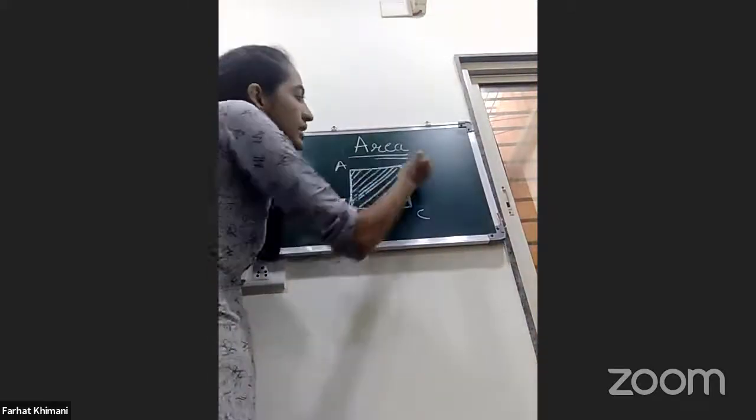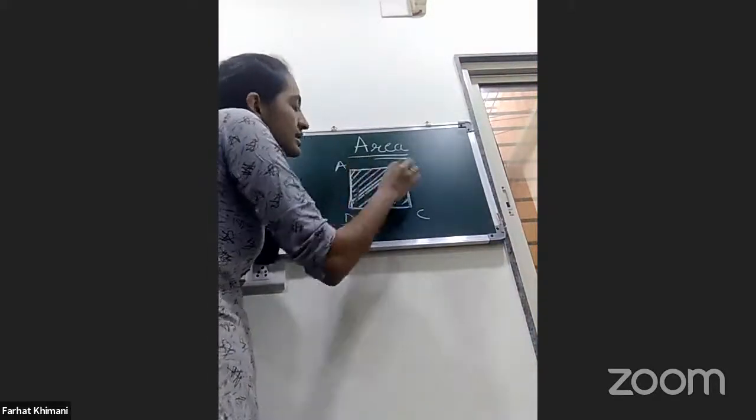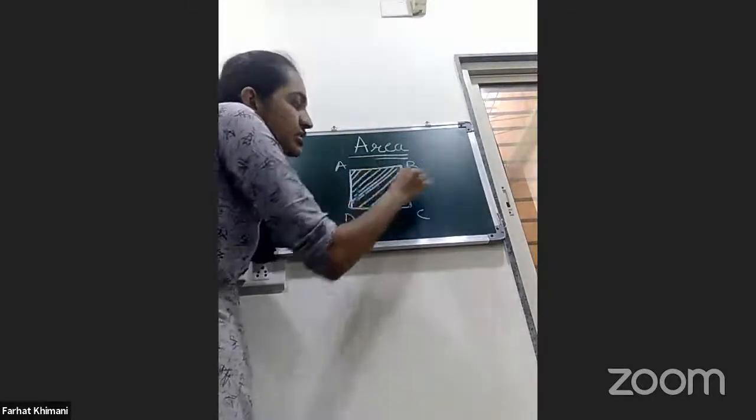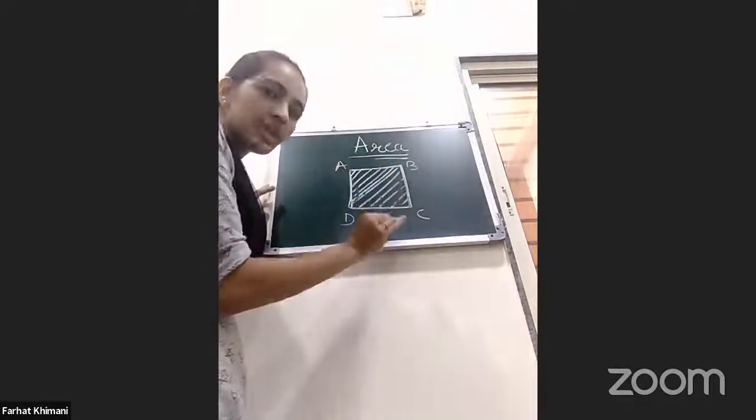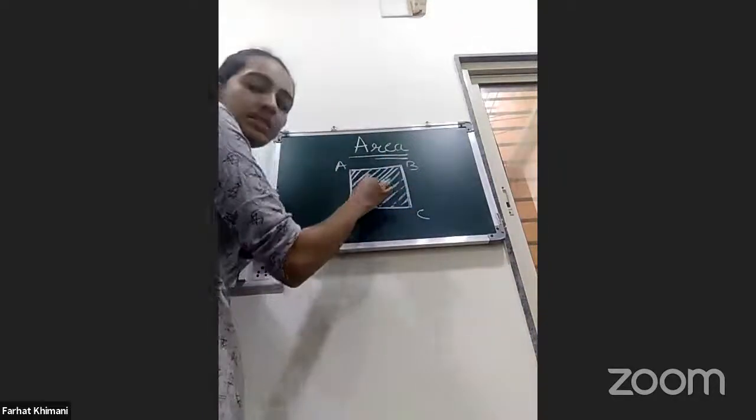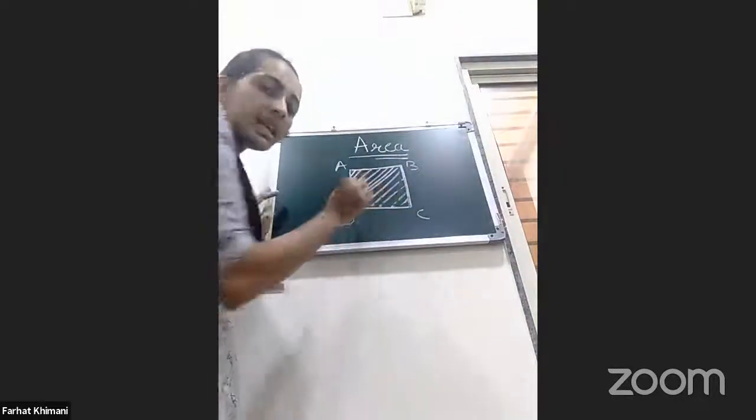So what is area? This inner side, the measurement of this side of a square, or you can take any shape. When the measurement of the inner side is taken, then it's called the area.